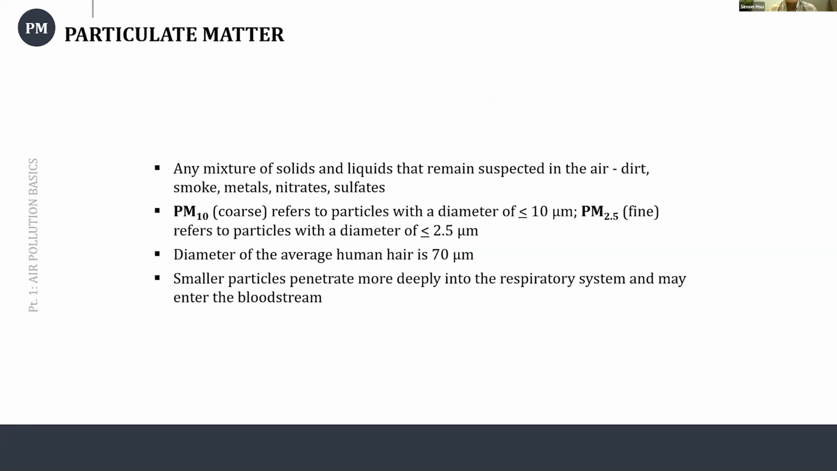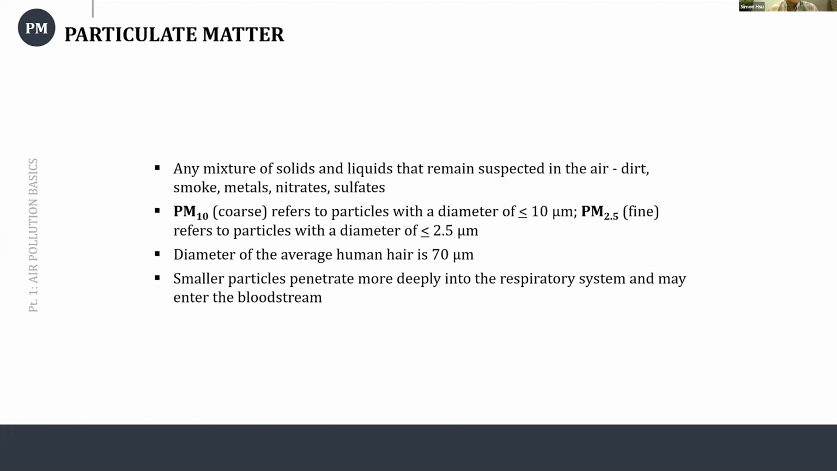So it may surprise you that particulate matter is actually not a gas. It is any mixture of solids or liquids that remain suspended in the air. So anything from dirt, smoke, metals, nitrates, and sulfates. And in the literature, you'll see them described in 2 categories. So there are coarse and fine particulate matter. Coarse particulate matter is abbreviated PM subscript 10, and all that refers to are particles with a maximum aerodynamic diameter of 10 micrometers. And fine particulate matter is abbreviated PM subscript 2.5, and those are smaller particles with a maximum diameter of 2.5 micrometers.